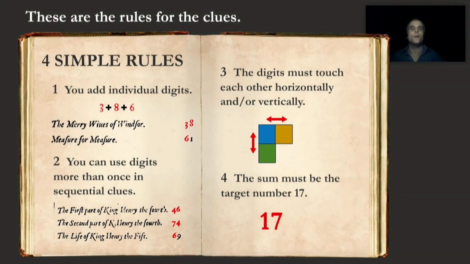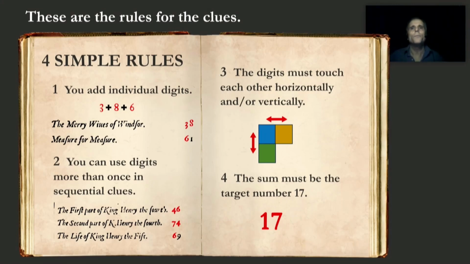These are the rules for the clues. They have been reverse engineered from what we have already done. Rule 1. You add individual digits. Merry Wives begins on page 38, while Measure for Measure begins on page 61. 3 plus 8 is 11. 11 plus 6 is 17.